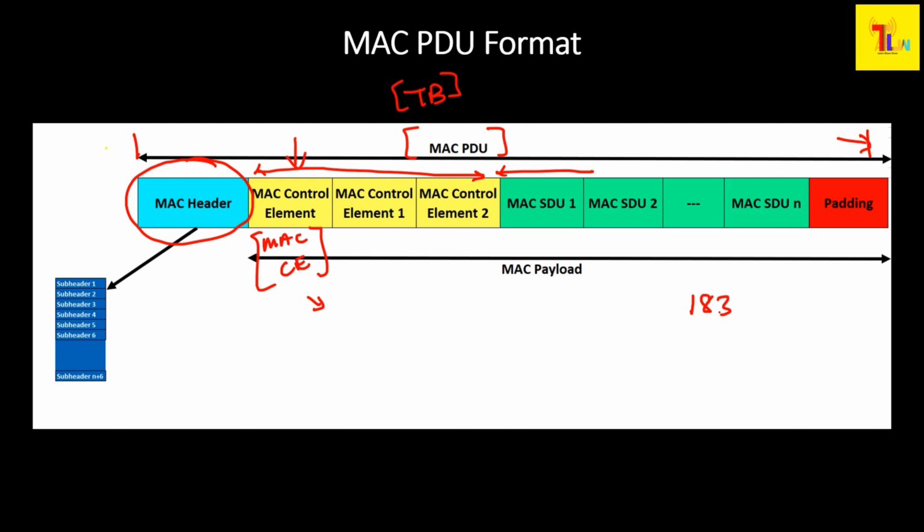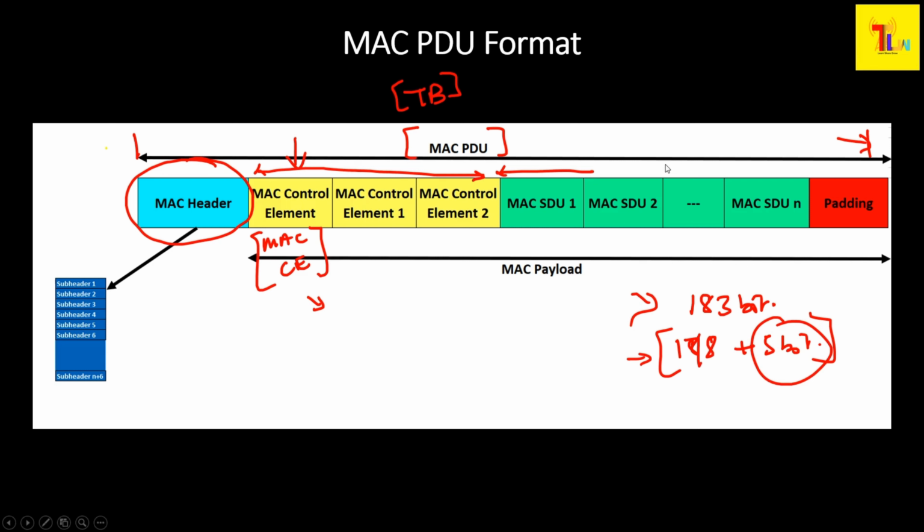Suppose we have 183 bit size of data, and up to the MAC SDU it is 178. Then 5 bits need to be added so that the complete MAC PDU will be formed and it can be used as complete data to be transferred. That 5 bits is, you can say, the padding bits. So this is the structure of the MAC PDU.